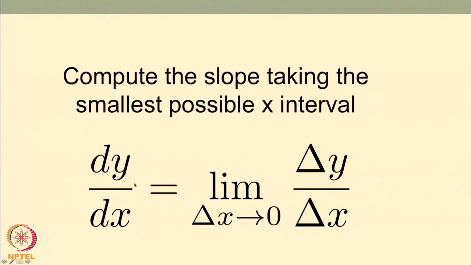Dy by dx, which is the derivative of y with respect to x, is defined in the limit delta x tending to 0, that is the smallest possible delta x you take, and you calculate delta y by delta x, then the value you get is the slope. The slope will be most accurate if you take the smallest delta x possible. So this is how you calculate a derivative.